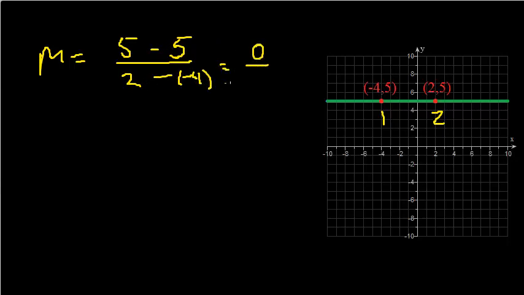2 minus a negative 4 is 6. And 0 over 6 is 0. So here indeed I find that a horizontal line has a slope of 0. Let's take a look at the slope for a vertical line.